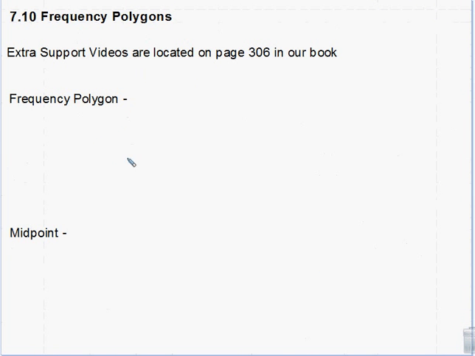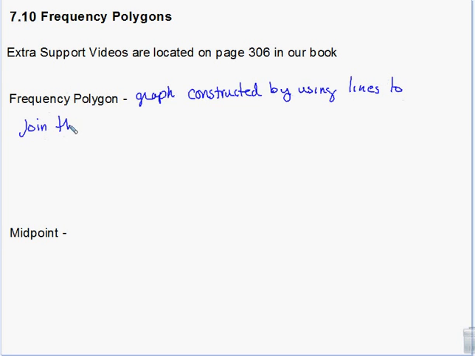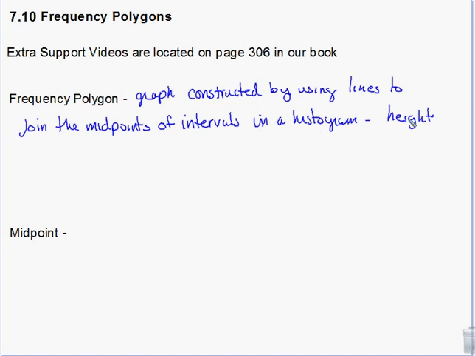To histograms. A frequency polygon is a graph, like everything else in this chapter. But we construct it by using lines to join the midpoints of the intervals in a histogram. The heights of the points equals the frequency.